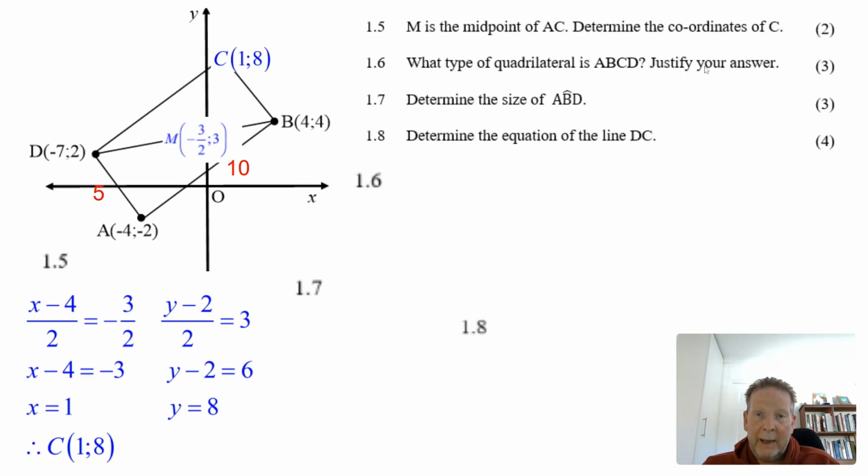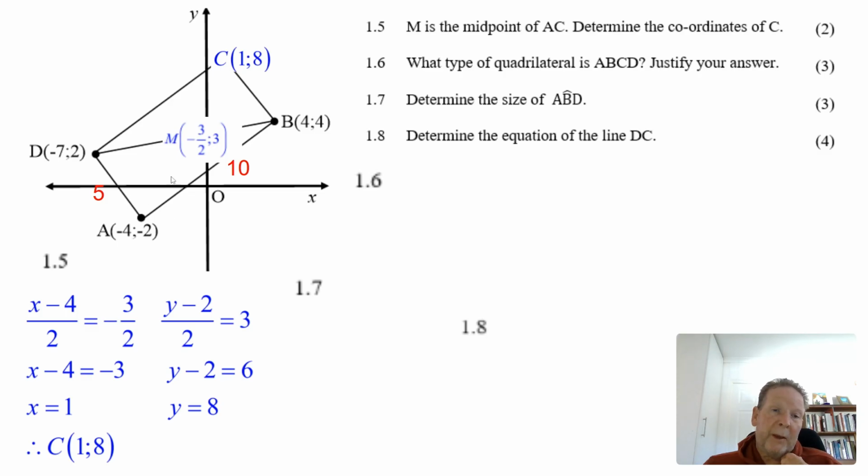What type of quadrilateral is this? Well, it looks like a rectangle, and if you said rectangle, you'd get an answer. But it's 3 marks. You might get 1 mark. But if you want the other 2 marks, you've got to figure out the properties of a rectangle.